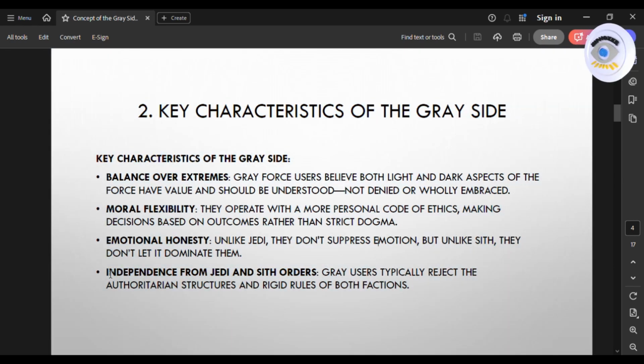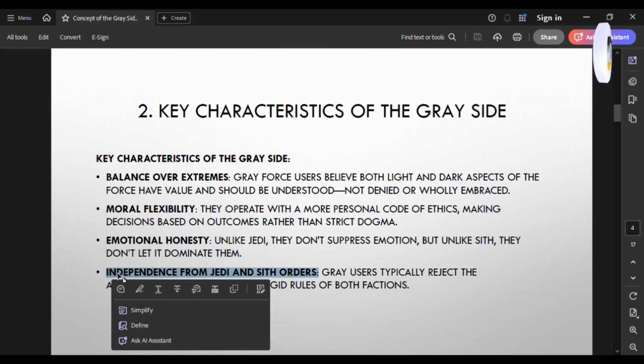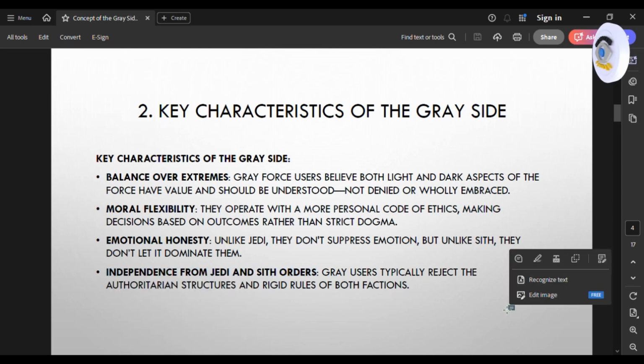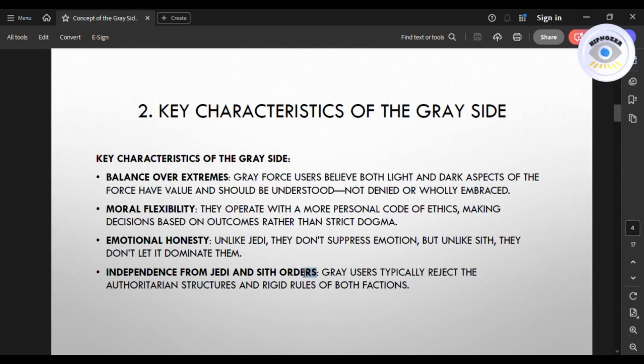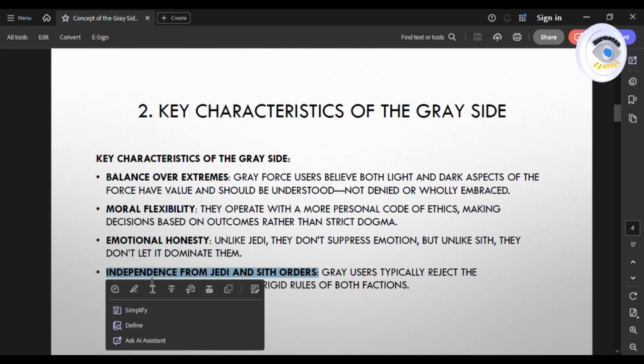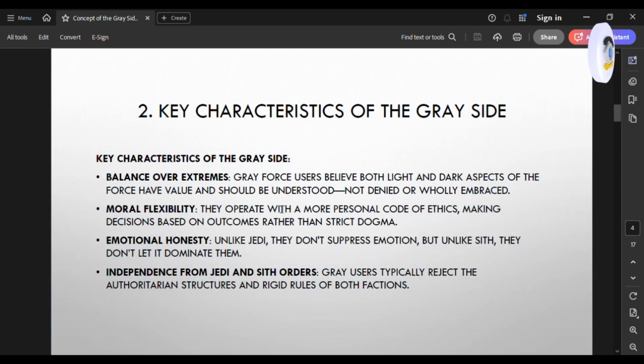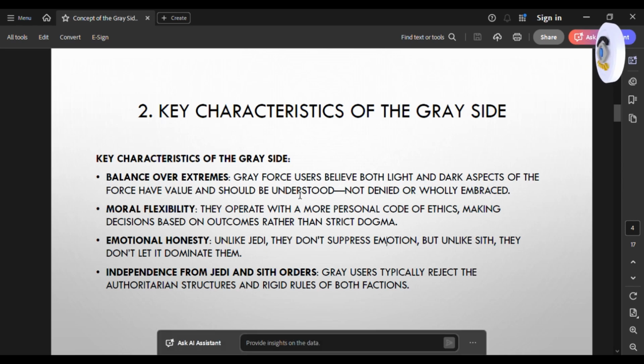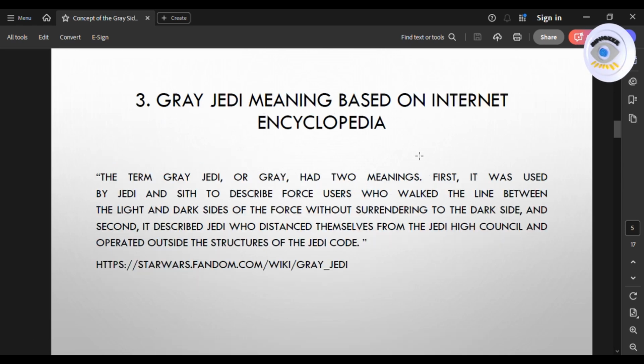Now, because neither of the sides truly grants independence, such a grey side user is very often switching the sides of the Force, just like center politicians in a two-party system often switch between left and right. So that would be the key characteristics. Okay, let's go to the next one.